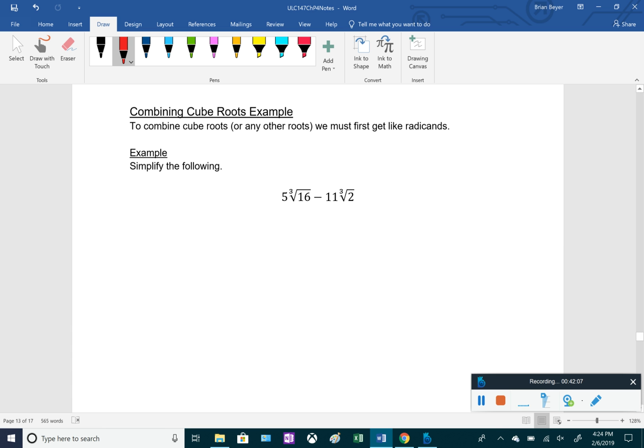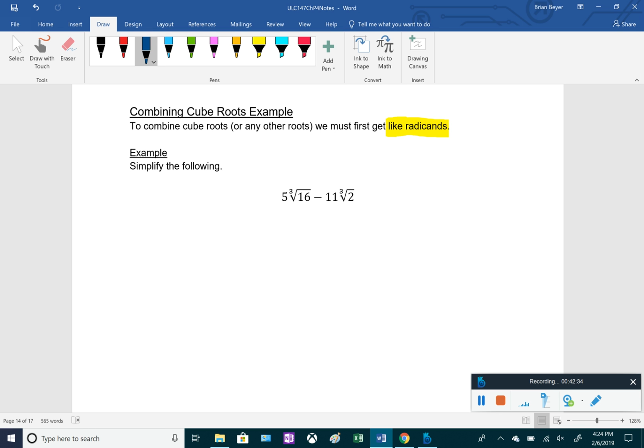Okay, so in this next example, we're going to be combining cube roots. We can do this with any roots. It's the same concept as when we did it with square roots. We just need to get like radicands. So same exact concept, except a little bit more challenging probably. So let's simplify 5 times the cube root of 16 minus 11 times the cube root of 2.